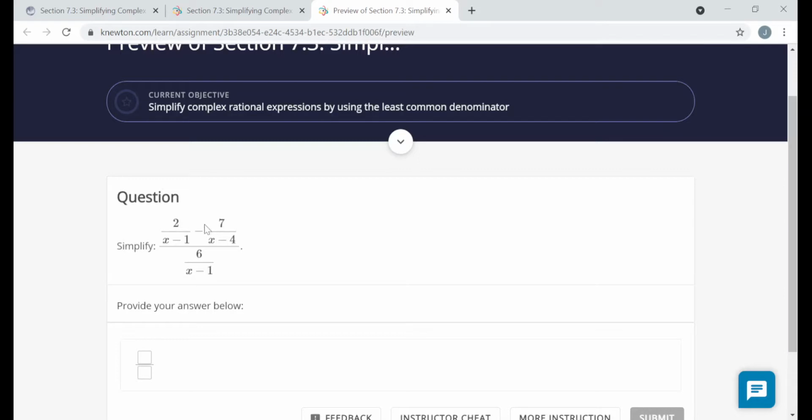And then above that is the numerator. You see how the numerator also has two fractions being subtracted? And everything below the main bar, which I'll call the denominator, also has a fraction in it, 6 over x minus 1. So you have fractions within fractions. That's what makes a complex fraction. Alright, so I'll write this out and we'll simplify it using the LCD method.